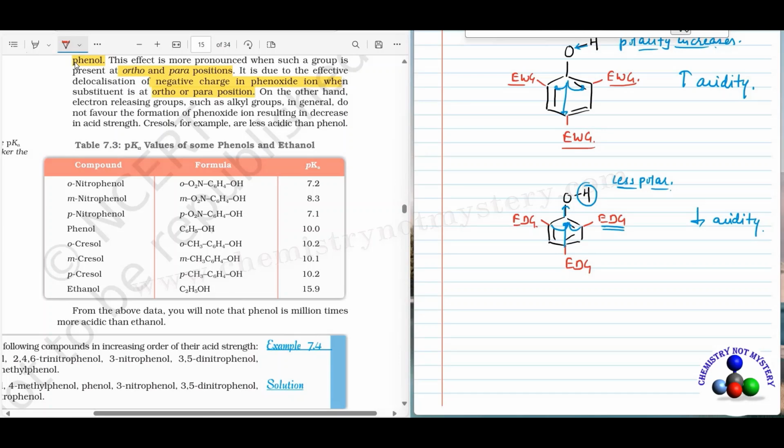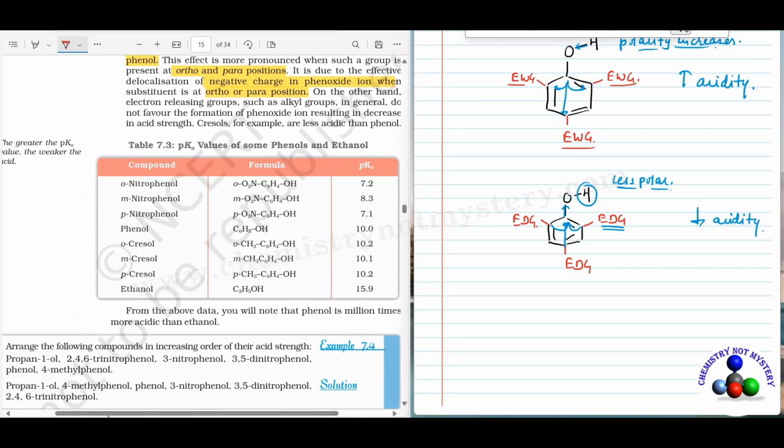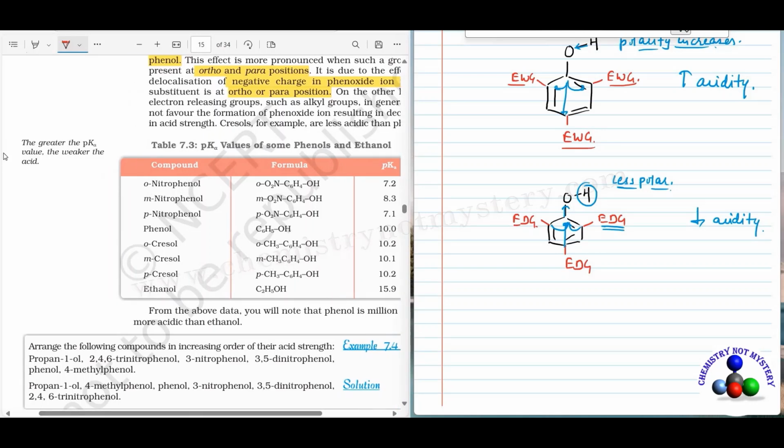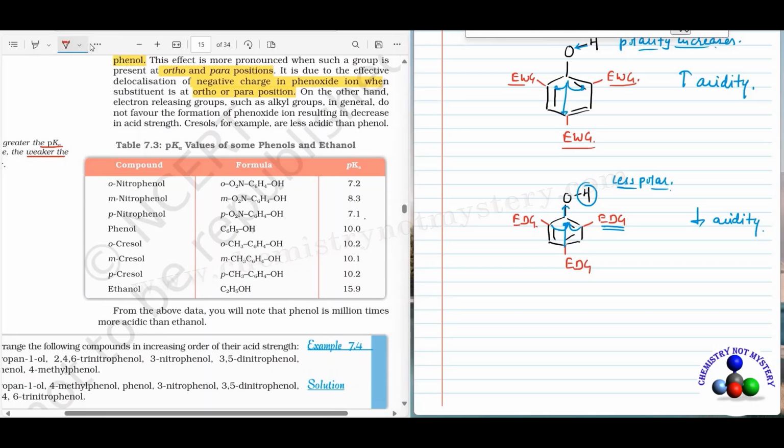Now let's examine table 7.3. Here pKa values of some phenols and ethanol are given. And a side note is given: the greater the pKa value, the weaker the acid. Means if the pKa value is more, the acid will be weak. So let's see which of the following will have the least pKa value. Here you can see 7.1 is the least one, and it is for para-nitrophenol. Means if the nitro group is bonded to the para position, that phenol will be more acidic among them.